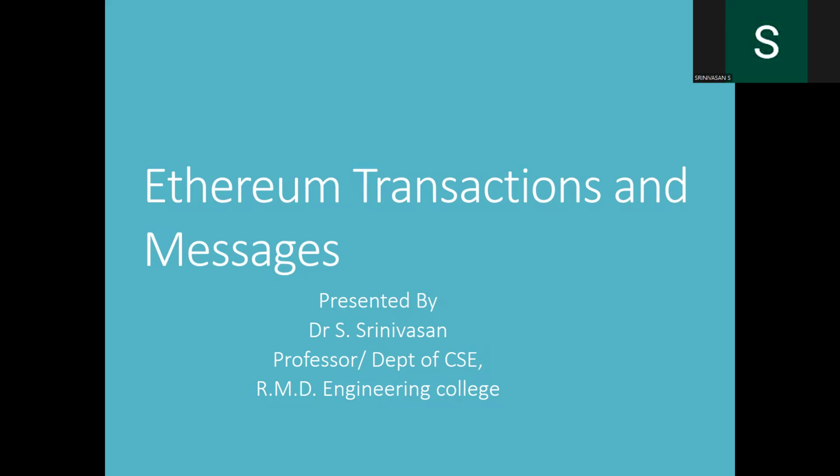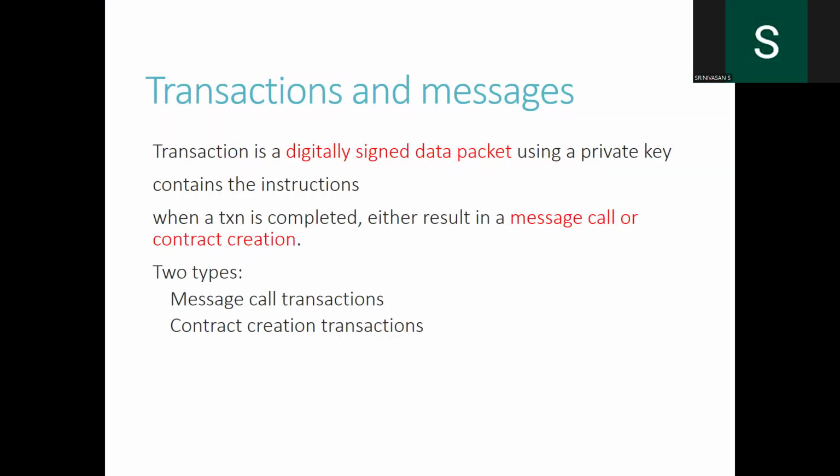This video is all about Ethereum's transactions and messages. Let us see what transactions as well as messages are in the Ethereum blockchain. A transaction is a digitally signed data packet using private keys, and it contains instructions. When the transaction is completed, it results in either a message call or a contract creation. Ethereum blockchain uses two types of transactions. One is the message call transaction, and the other is the contract creation transaction.